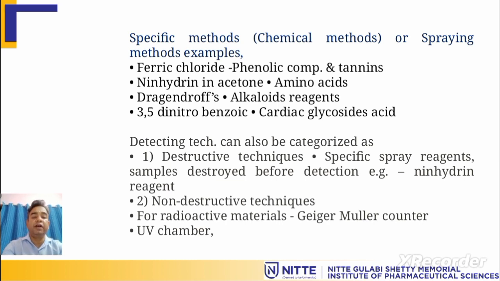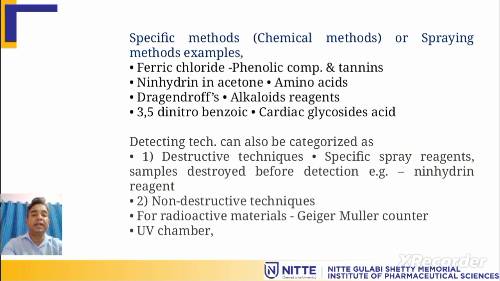For example, if you have a phenolic compound and tannins, you can see it with ferric chloride. If you have amino acid, you can see it with ninhydrin. And when you have alkaloid, it can be seen with Dragendorff's reagent, right? And cardiac glycoside with 3,5-dinitrobenzoic acid. And this is further classified into destructive and non-destructive methods.